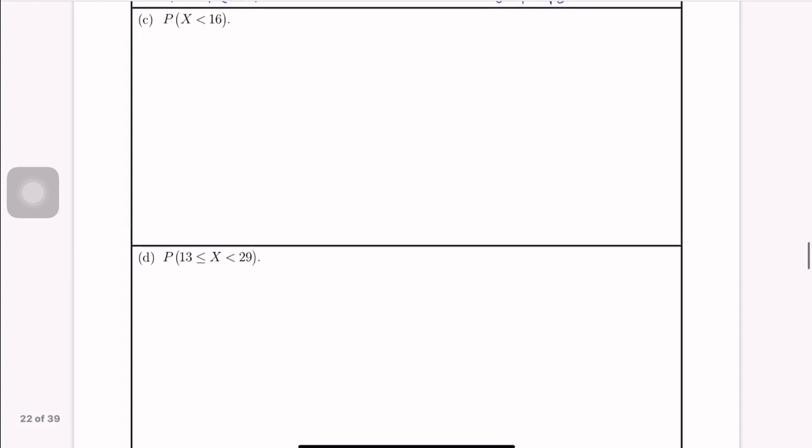Probability x less than 16. Okay, so look at the sign. We have less than, but if we want to do CC, it is better if we change the less than sign to less than or equal. So it will be probability x less than or equal to 15. Because here we have 15, then we have 16. You want less than 16 but not including 16, so that means you need 15 and below.